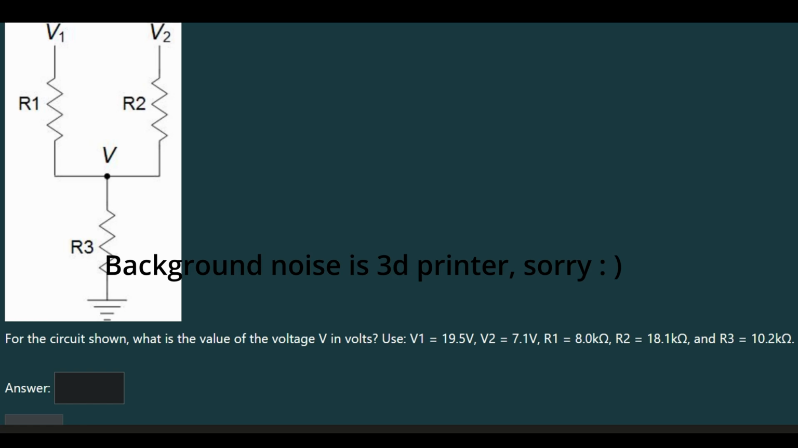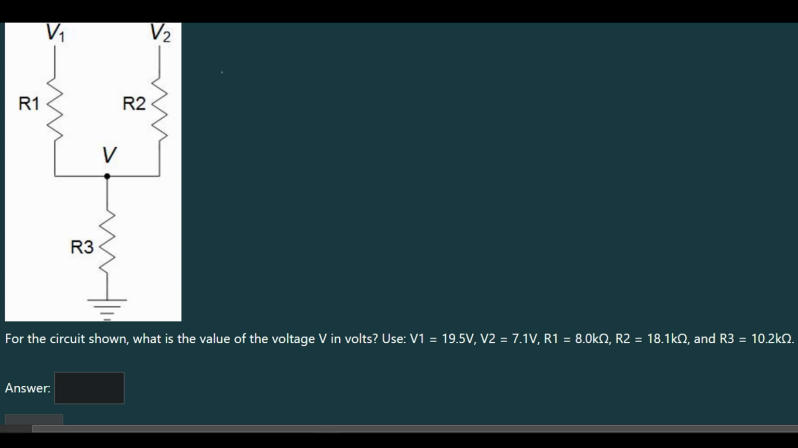For the circuit shown, we're asked what is the value of the voltage V in volts. We are given these specific values here, and we're going to need to find it. So what we can do is, if we wanted to, we could redraw this. So it looks a little bit something like this, where we have our V1 here.